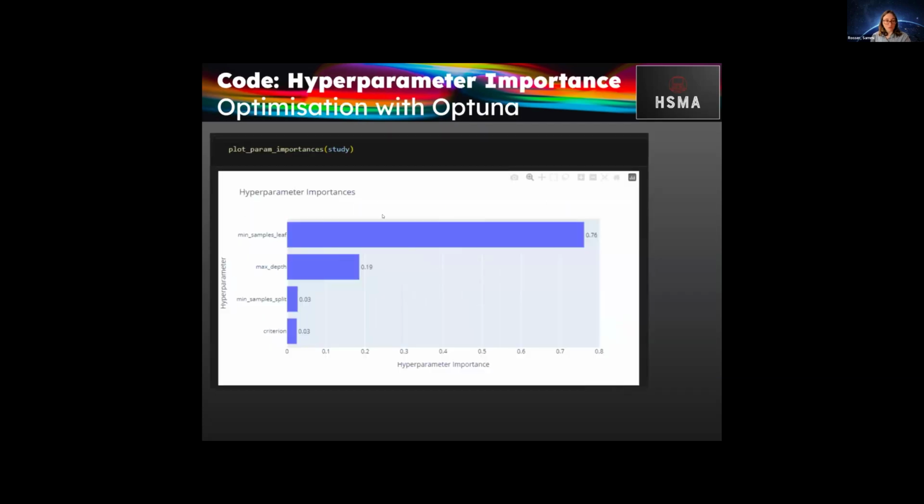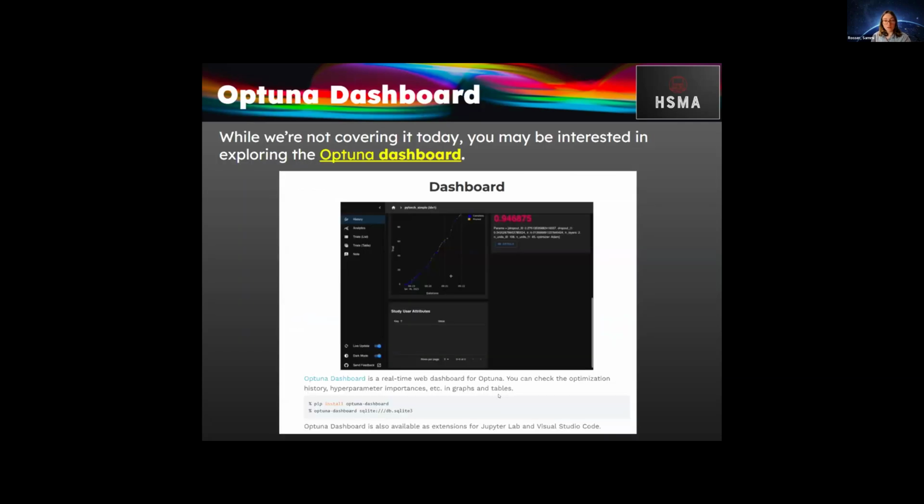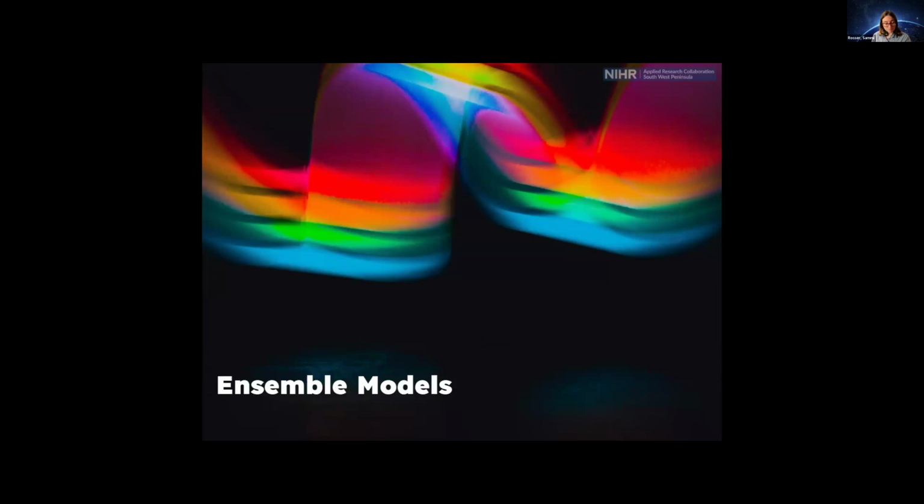We can also look at the importance of the parameters with this, and we can look at a more complex plot for starting to understand how variations in different features linked up with each other. But don't worry too much about these. They're just there if you're interested in poking around. There's also the Optuna dashboard. We won't cover that today, but if you're interested, take a look. It's a nice interactive way of looking at your optimization in more detail. And as I say, bigger gains can often be found from more data, better data, feature engineering. So just consider whether hyperparameter tuning is the best way to spend your time.